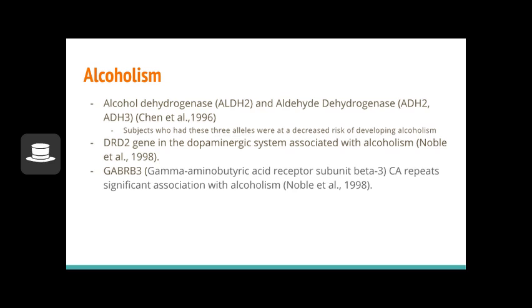The GABRB3, or GABA system gene, CA repeats were found to have a significant association with alcoholism. It was found that more severe alcoholics had a larger number of CA repeats when compared to control and less severe alcoholics. There was an increased risk of alcoholism severity when gene variants of GABRB3 and DRD2, which is a dopamine system gene, were found in individuals.